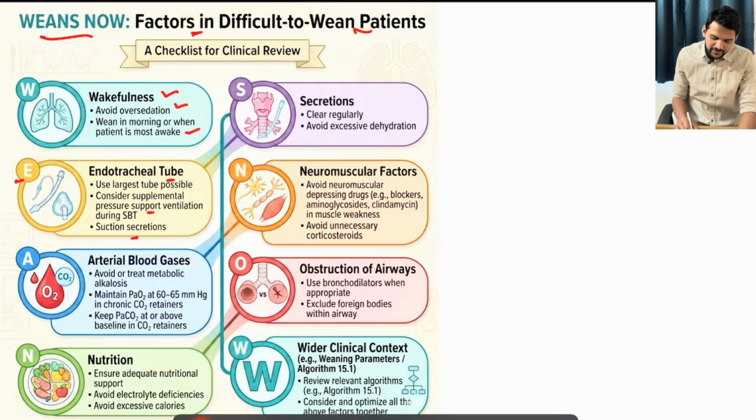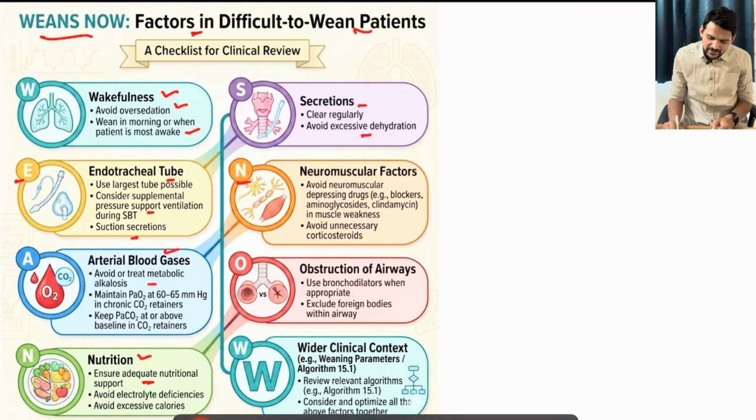Then we have to obviously suction the secretions, and when we get ABG, if any acidosis or alkalosis is there, try to correct it, treat it. And coming to nutrition, ensure adequate nutritional support, and any electrolyte deficiencies, imbalances, we have to correct them. S stands for secretions. So we have to clear the secretions regularly and avoid excessive dehydration.